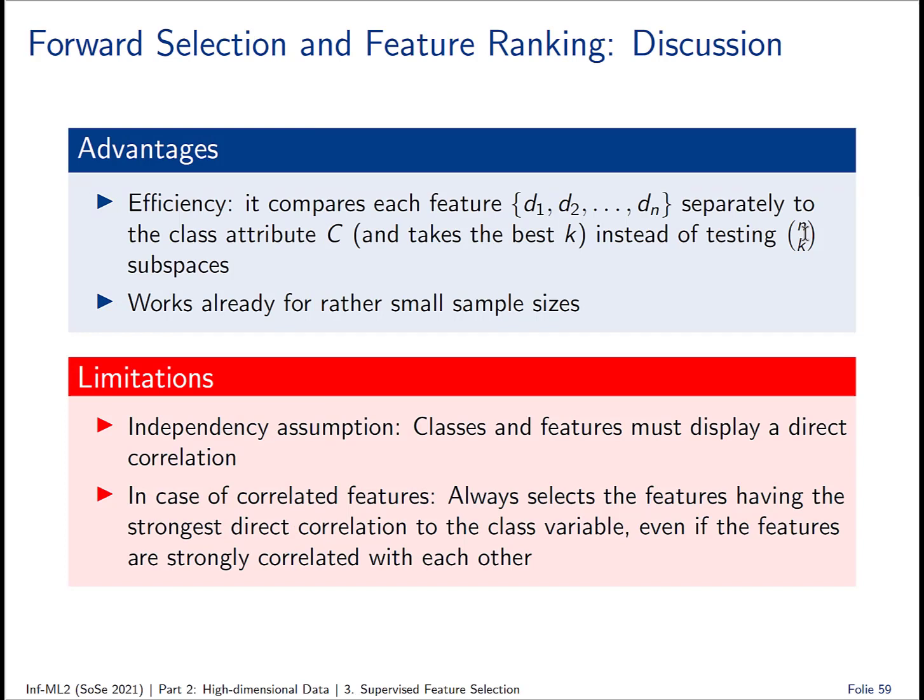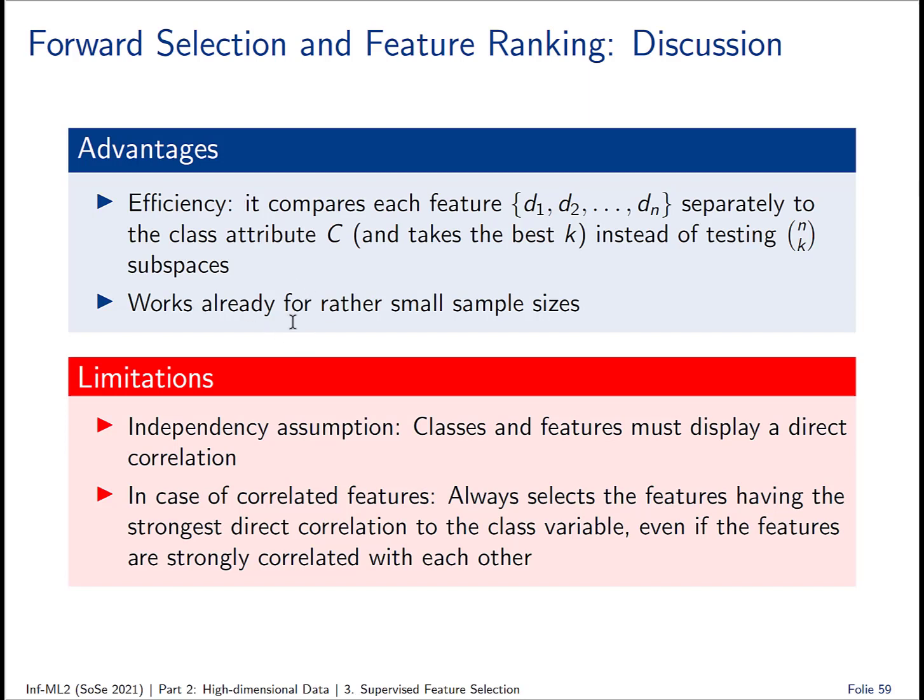A short roundup discussion for forward selection feature ranking. The advantage is that it is extremely efficient, because we just compare each feature separately to the class attribute, and then take the best k features according to these individual measures. If we did not do that individually, we would have to test all the possible k-dimensional projections, which would be n over k different subspaces. If n is large and k is large, this is a huge number. So in this case, it is just looking at each feature individually and then taking the best k.